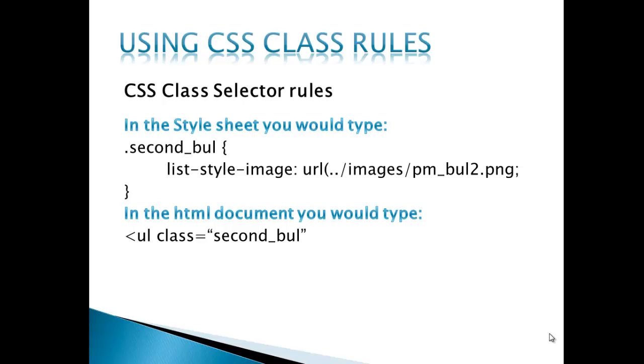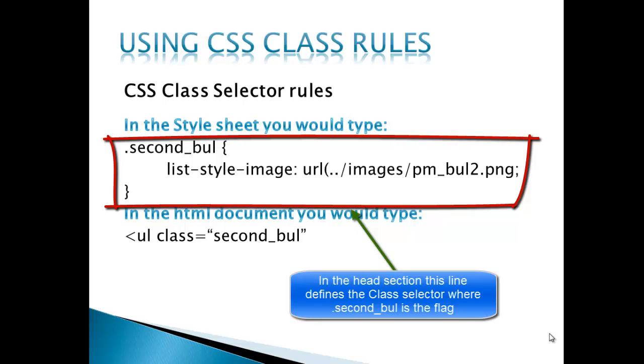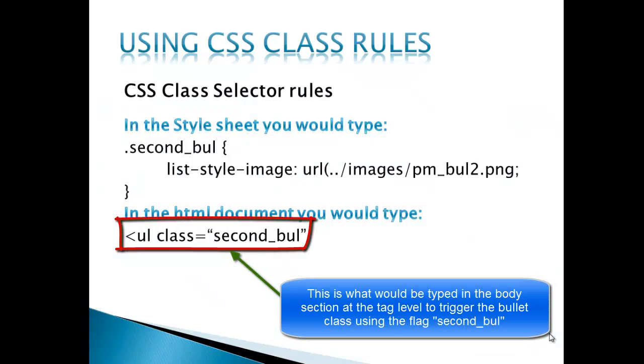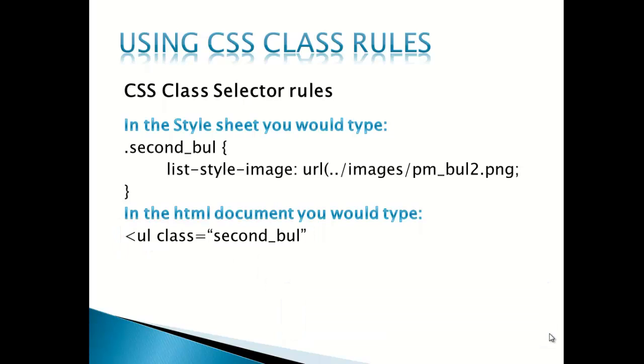Here is an example of an in-style sheet that you would type. So here in the first one, we're going to be formatting a bullet. And as you can see, when it comes across this class selector in the tag, which would be class equals second underscore bull, or for bullet, it would then apply the image to that UL tag, and then instead of having just a round circle, you could actually have an image.